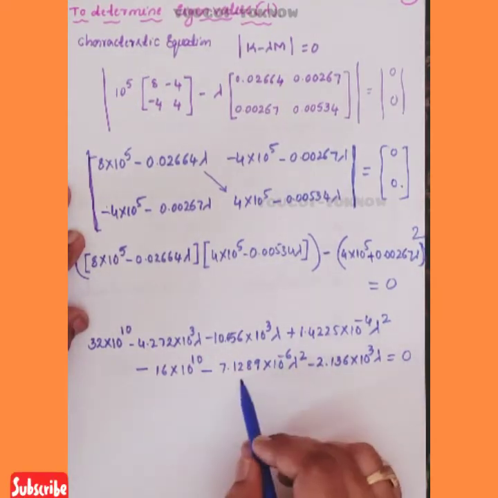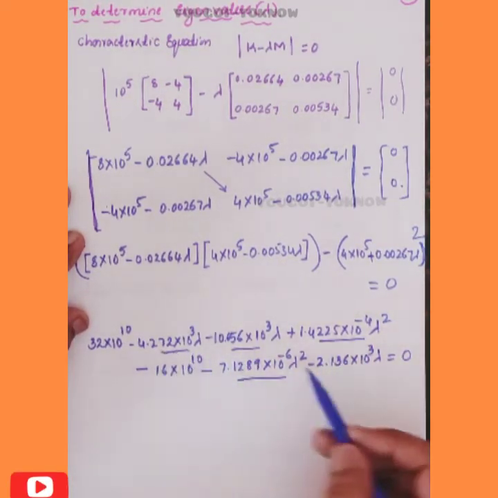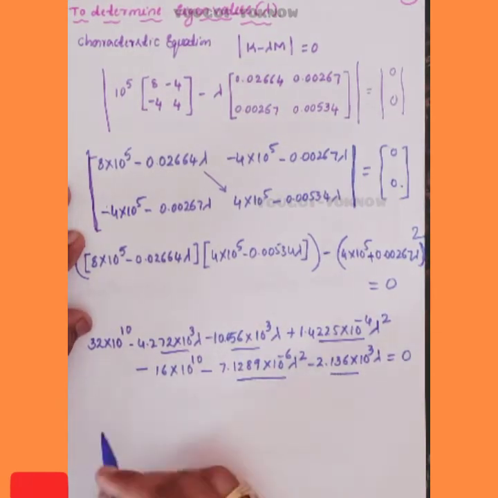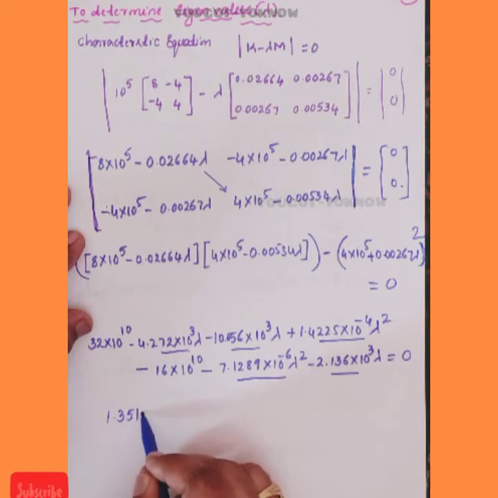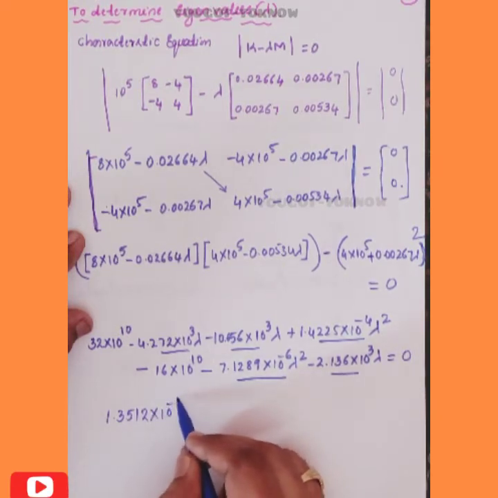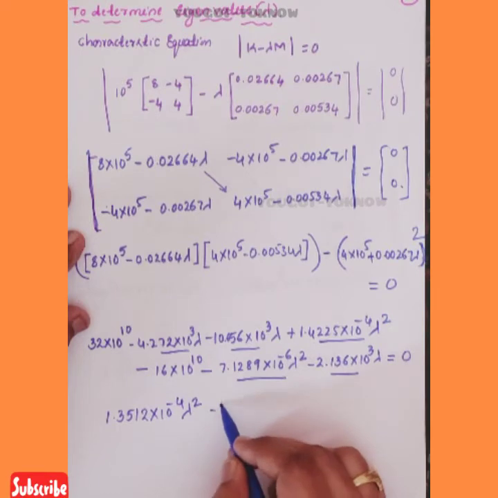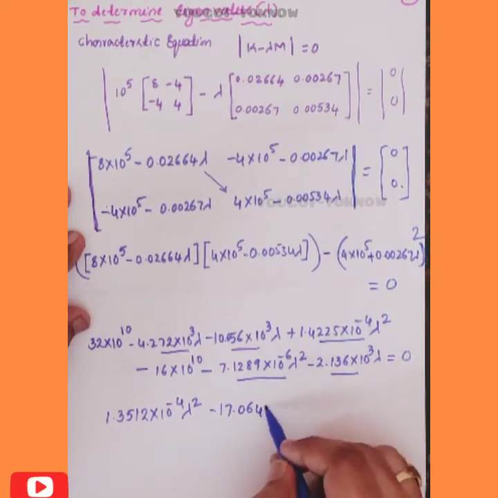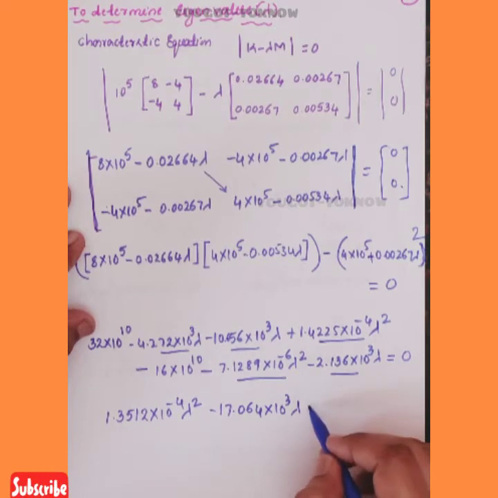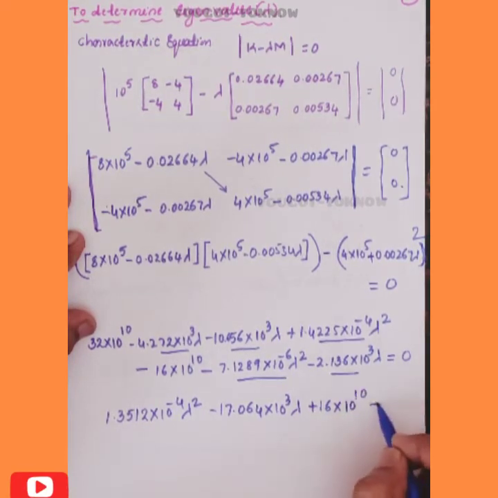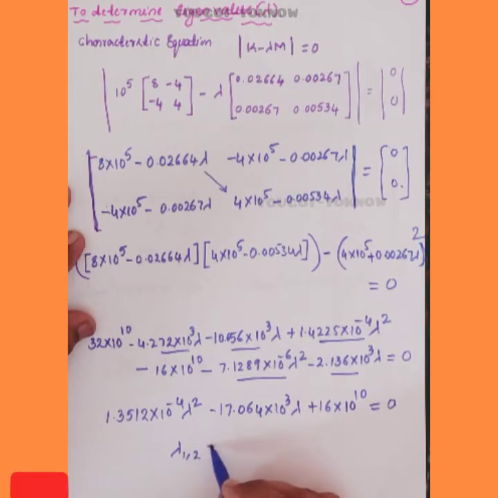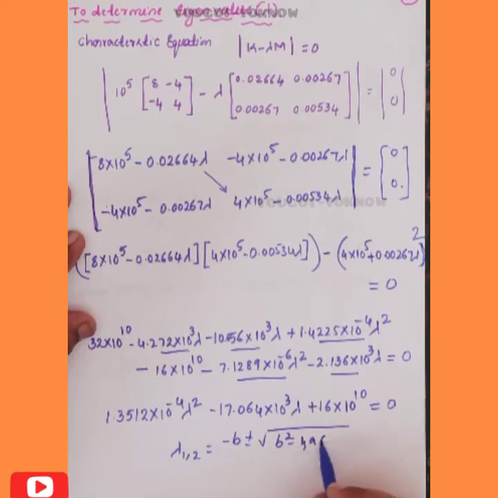Now, you can add the lambda square values, add the lambda values, and make the constant value. You are going to get an equation like this: 1.3512 into 10 power minus 4 lambda square, minus 17.064 into 10 power 3 lambda, plus 16 into 10 power 10 is equal to 0. This looks like a quadratic equation. How to determine your lambda 1 and lambda 2? If you have a calculator, directly use it, or if you don't have a calculator, use the formula. Lambda 1, 2 is minus b plus or minus square root of b square minus 4ac divided by 2a. Using this also, you can calculate it.